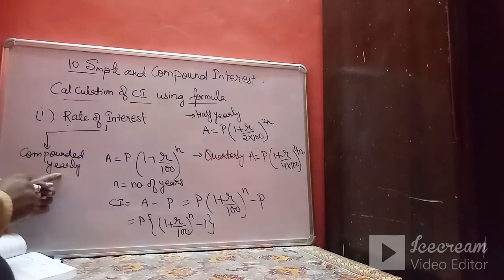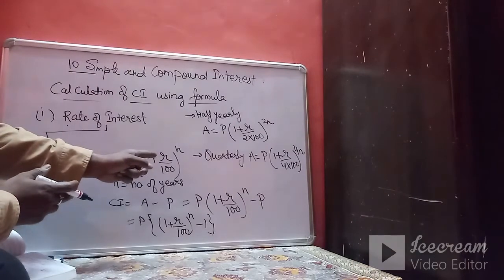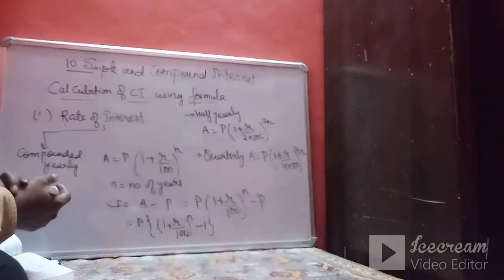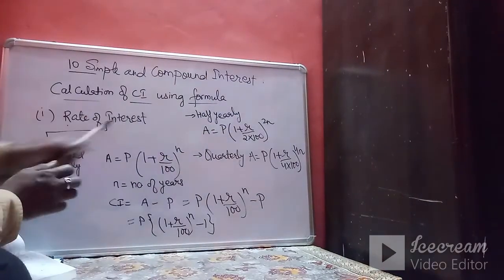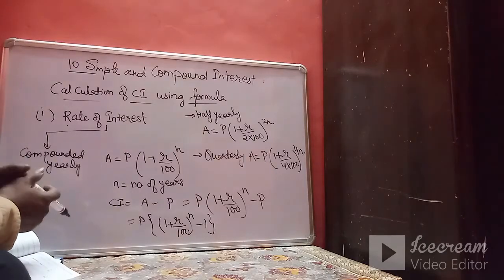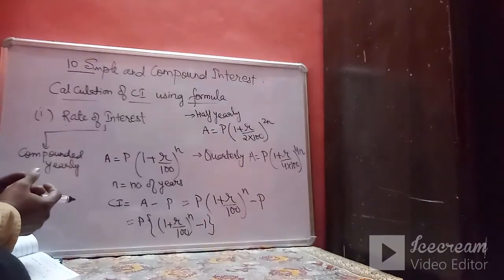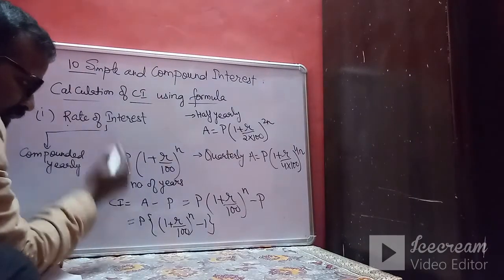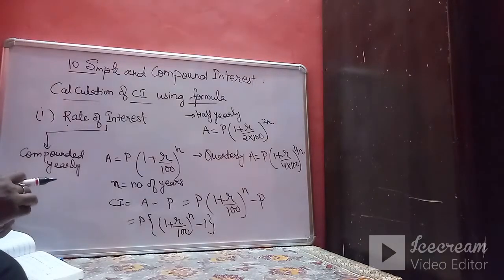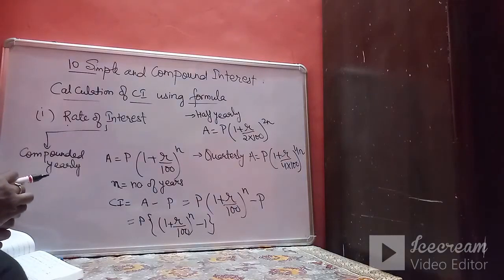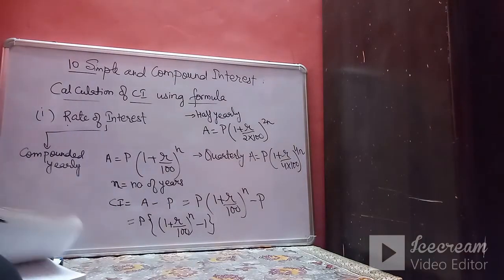If it is compounded yearly, then R will remain R and n will be the number of years. If it is half yearly, then you have to divide the rate by 2 and multiply the n by 2. In case of quarterly, you have to divide the rate by 4 and multiply the n by 4. In all these formulas, n will remain the same, n will be the number of years. So this is the formula for calculation of the compound interest. So next we will discuss a few problems related to it.